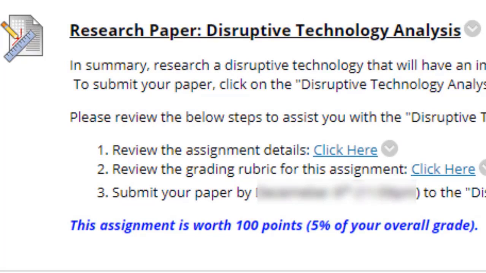Next, we have research paper, Disruptive Technology. The reason why I chose this topic for your research paper is normally when I present at conferences, I'm always presenting about disruptive technology, what's going to change in the industry. So to me, it's kind of near and dear to my heart. I think anyone who's business-minded needs to keep an eye ahead to see what might knock them off from being number one. So just make sure you review the assignment details, the grading rubric, and submit the paper.